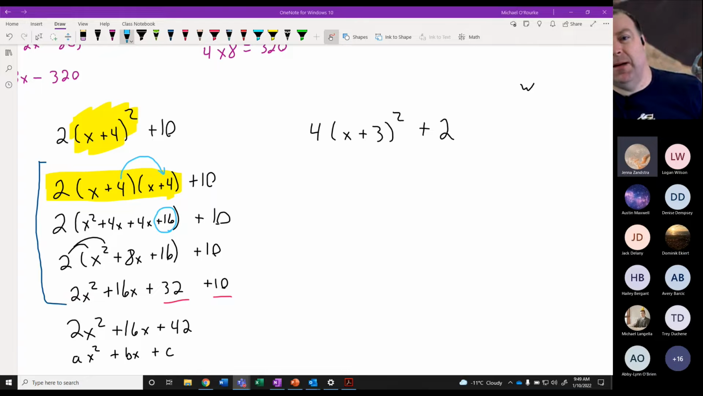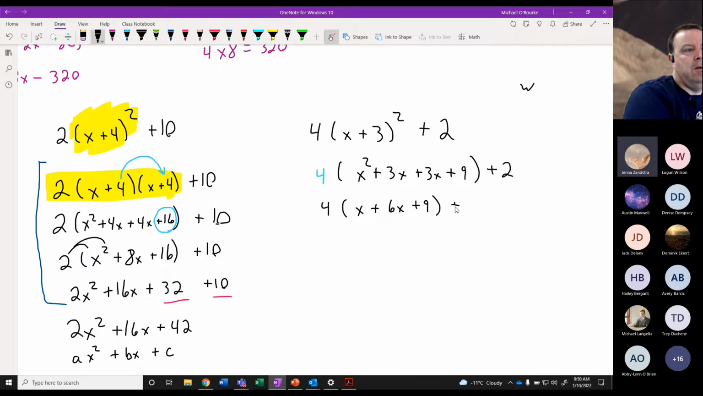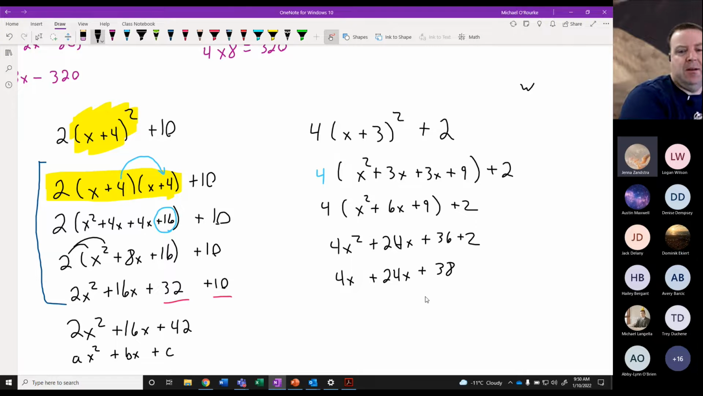Good, good. Oh, looks like we're all done. All right. So, first things first. Oops, wrong color. We expand this out. Now, it's pretty neat when you squared, rainbow that in, 4x plus 24x, oops, 24x plus 36 plus 2, 4x plus 24x plus 38.